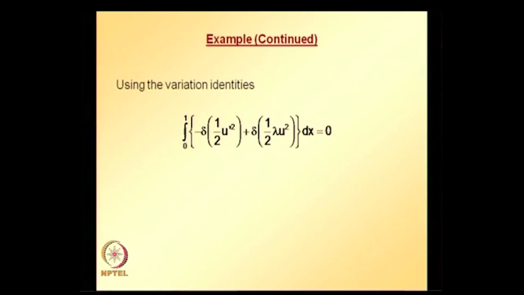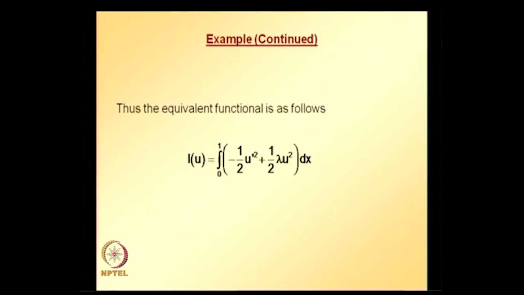Using variational identities, the first term can be written in the manner given here, the second term can be written like this. Now it became like variation of u plus variation of v. So, we can bring the variational symbol operator out. Variation of u plus variation of v is nothing but variation of u plus v. So, the equivalent functional is nothing but whatever is inside the bracket. So, the equivalent functional is here.